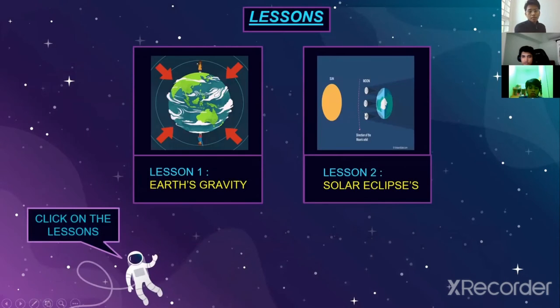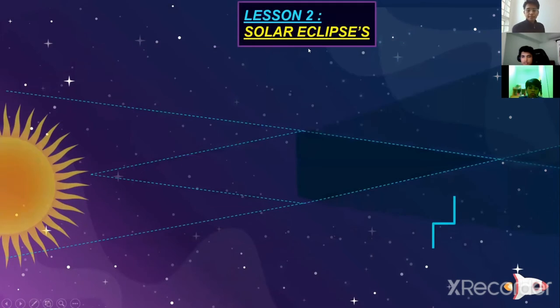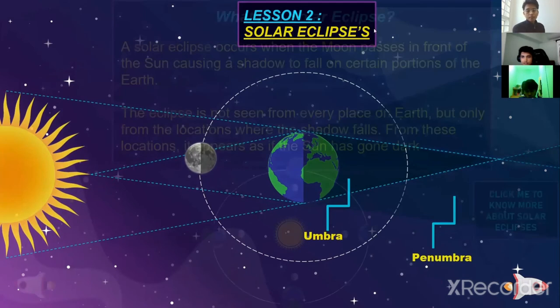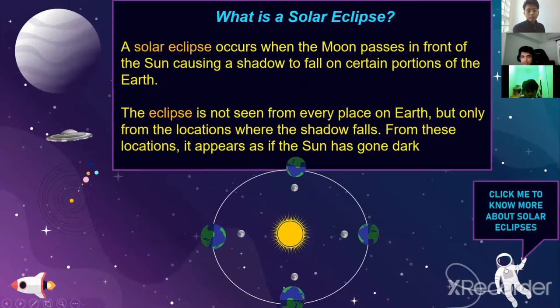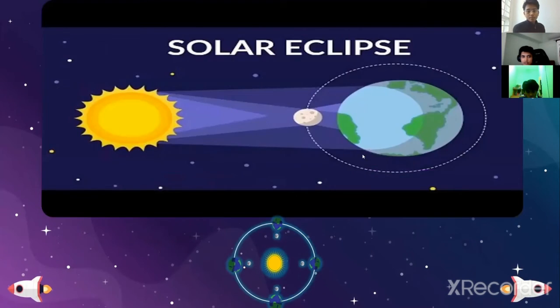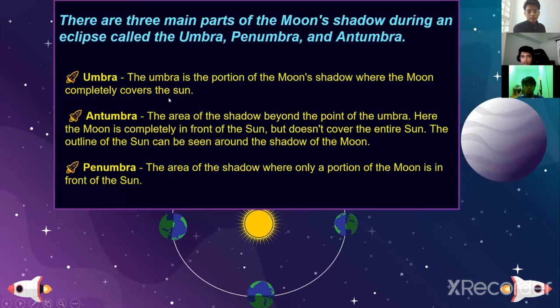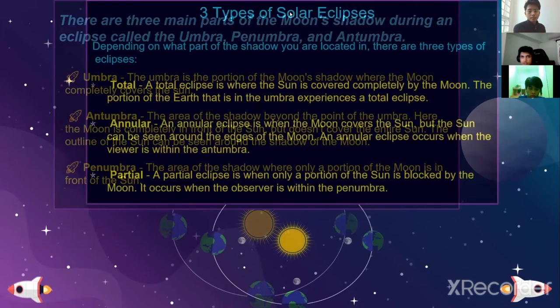Lesson 2 is about solar eclipse. In this lesson, we'll be learning about umbra and penumbra. What is a solar eclipse? You can press on the astronaut here for the video presentation. As with the previous video, you can copy the link here to watch on YouTube. For the next page, you can learn about the umbra, antumbra, and penumbra. The next slide shows the 3 types of solar eclipse.